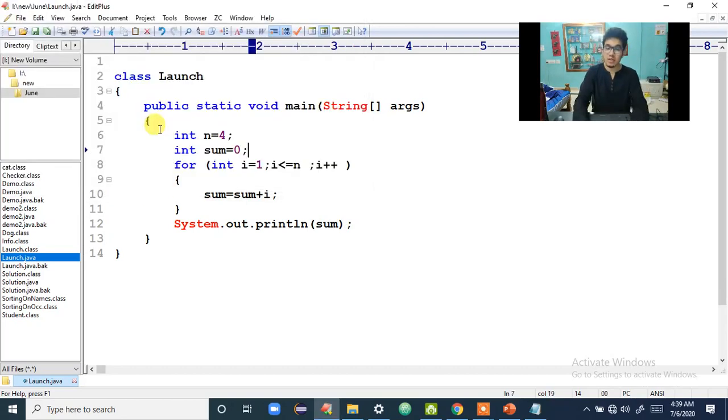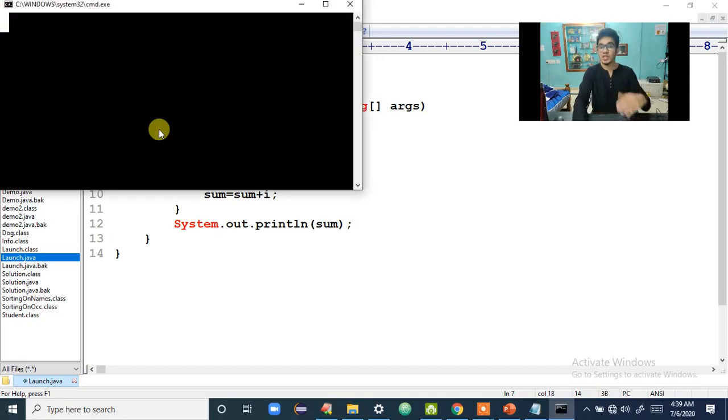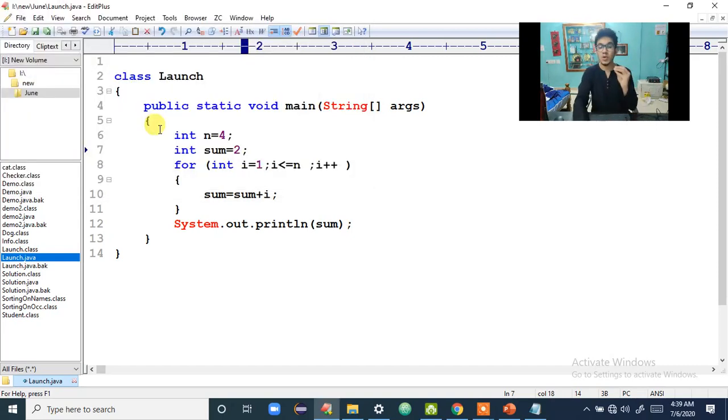Imagine my sum value was not 0, it was 2. So what will happen is, instead of 0 plus 1 plus 2 plus 3 plus 4, it would be 2 plus 1 plus 2 plus 3 plus 4, which means 2 will be the extra value. Instead of 10, I'll be getting 12, which I don't want. I want a pure first n terms. So sum has to be 0.